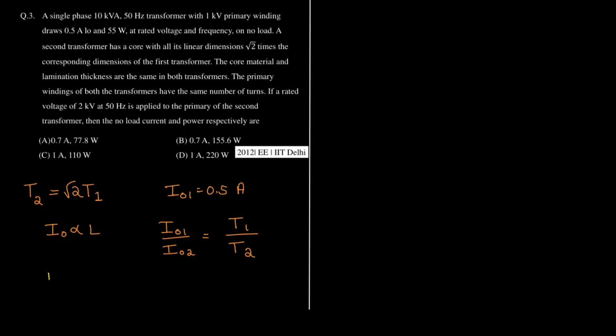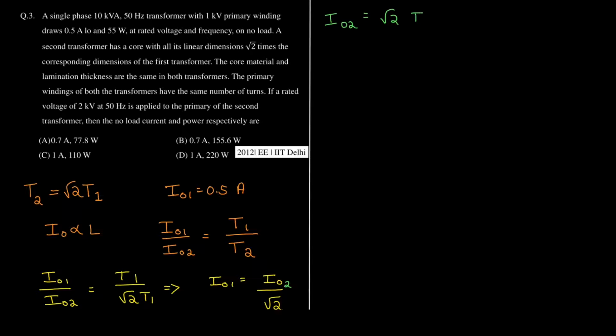In this equation, if you substitute the value of T2 and cancel T1 with T1, we have I02 equal to root 2 times I01. So now we know I01 is 0.5 amps, and we get its value as 0.707 amps. Since we have the no load current for transformer 2 as 0.707, and options C and D say its value as 1 amp, we can rule out these two options.